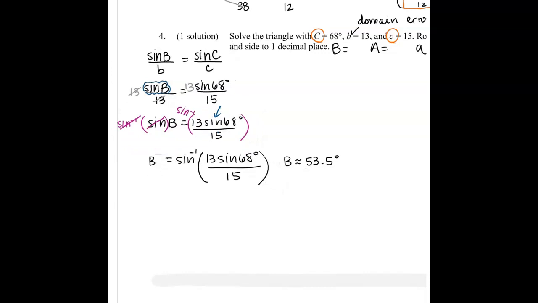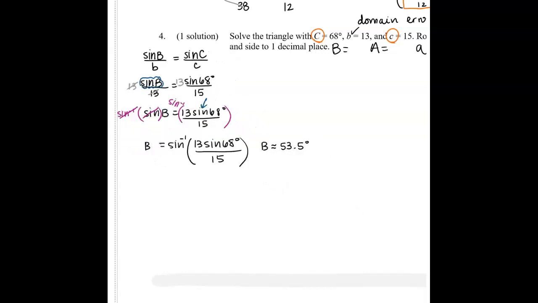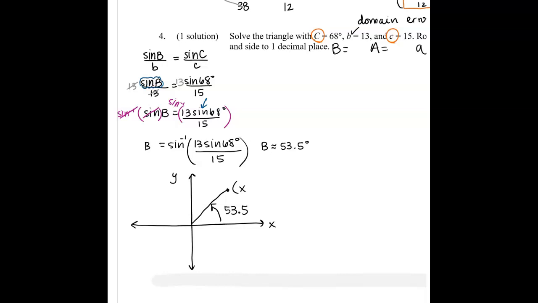So what the calculator is telling us is that at the angle of 53.5 degrees on the unit circle, I was able to find the y-coordinate that you asked me to look for. Because that angle, 53.5 degrees, was between negative 90 degrees and positive 90 degrees, which is the only place that I look. That's what sine inverse says.